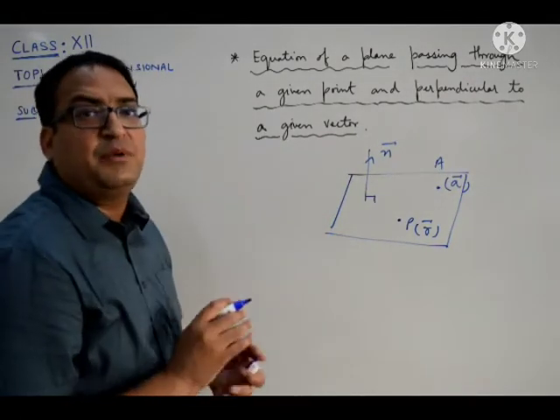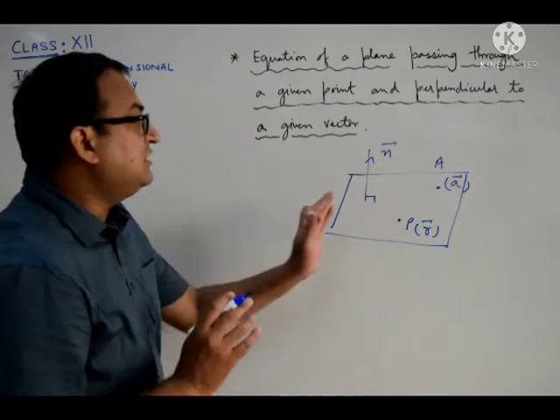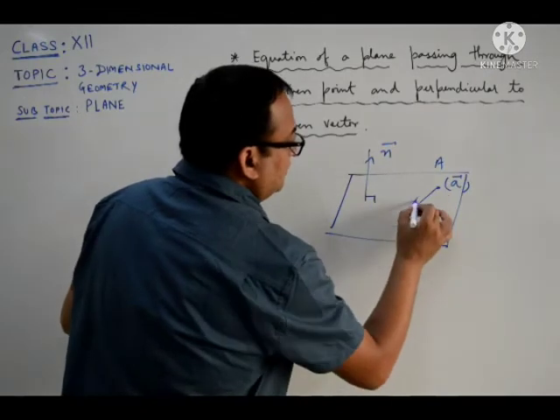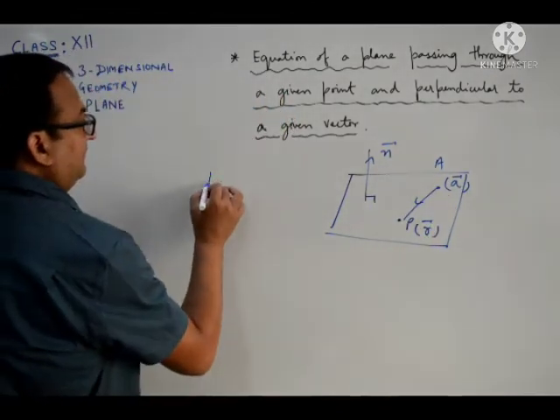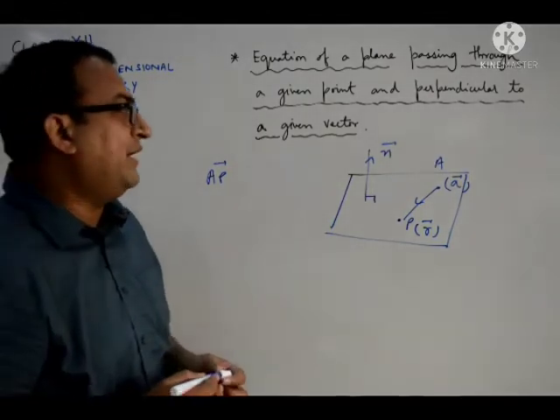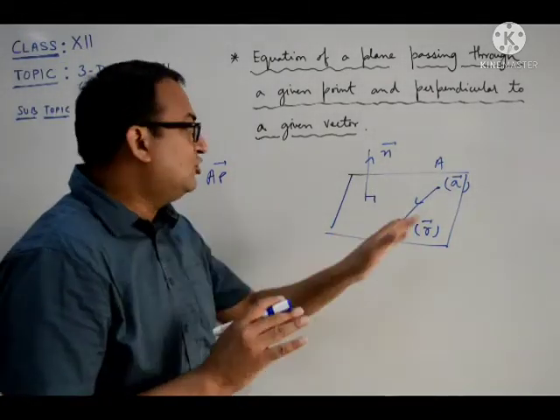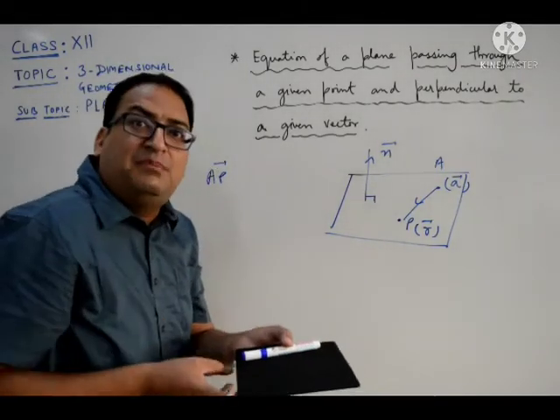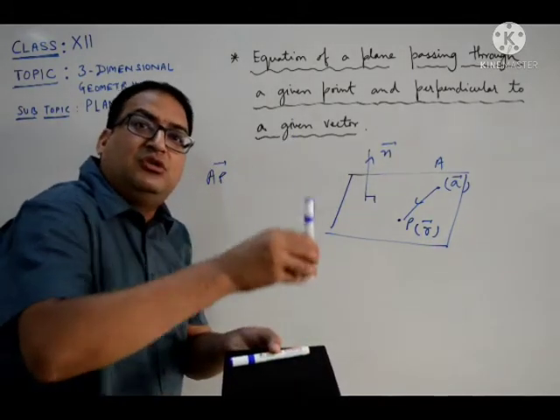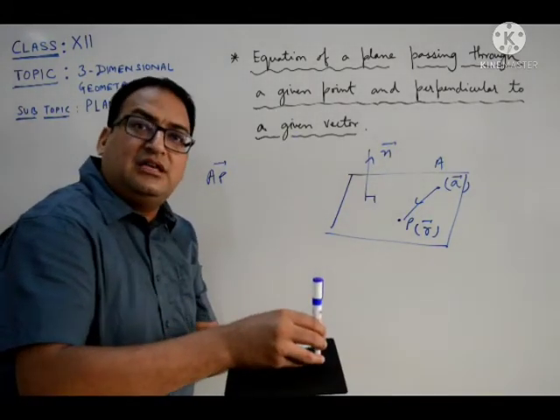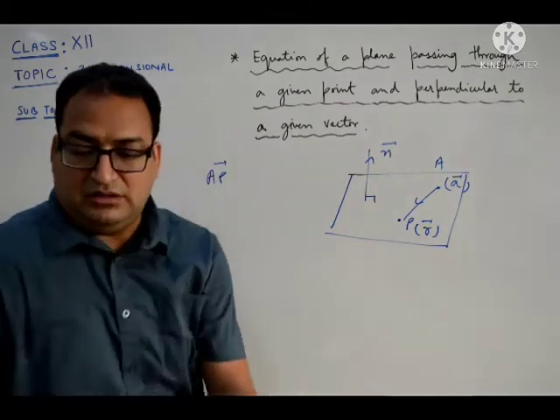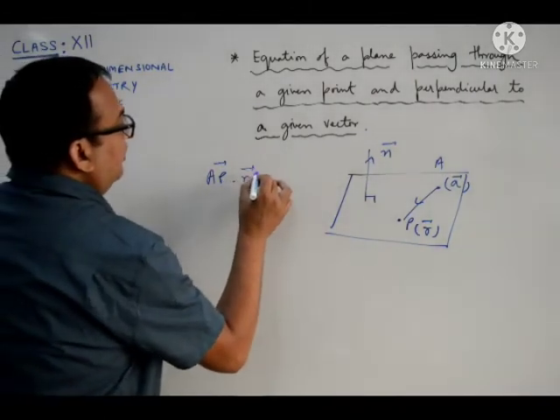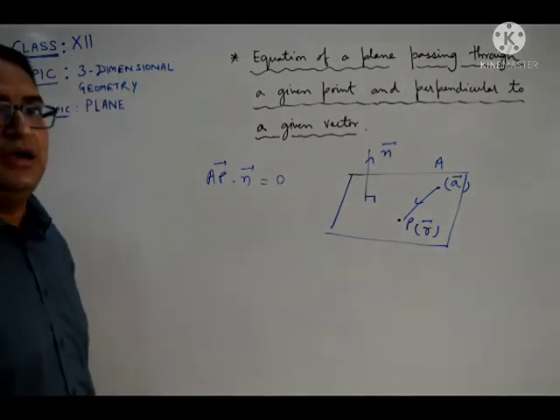So if you want to use the condition of perpendicularity, we'll be needing a vector which is perpendicular to this vector n. Suppose now this vector AP: since the points A and P are on the plane, this AP vector will lie on the plane. So we have a vector lying on the plane, and a vector which is normal to the plane. It means these two vectors are perpendicular, so the dot product of these two vectors will be 0. Reason being they are perpendicular.